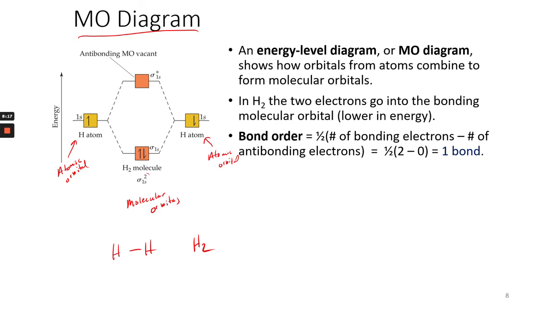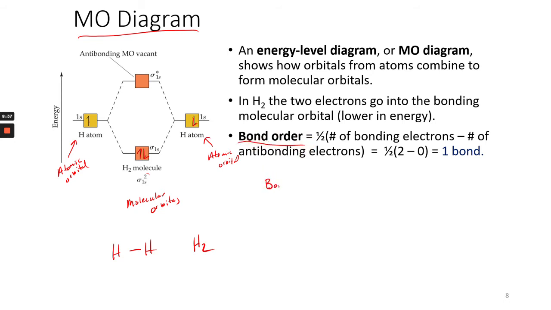Low energy first. This is the lowest energy. So you're going to take this electron from this hydrogen and put it here. And then you're going to take this electron from this hydrogen and put it here. Now that this is filled, if we had more electrons, now we would move up to the antibonding level here. Okay? Then from your diagram, you can calculate something called bond order.